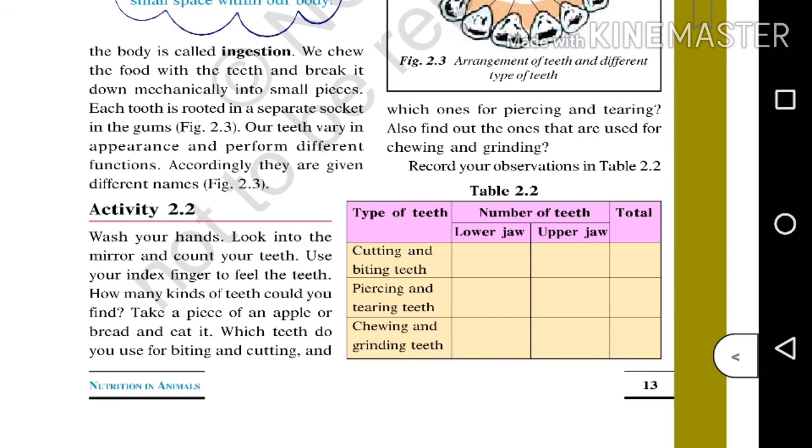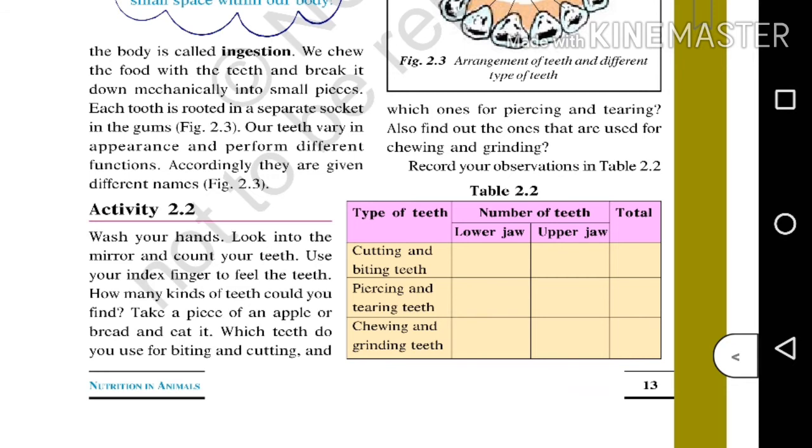For cutting and biting, we use 4 teeth in the lower jaw and 4 teeth in the upper jaw. That is incisors. We use incisors for the process of cutting and biting. So we have 4 incisors in the lower jaw and 4 in the upper jaw. In total it makes 8. Next, for piercing and tearing, we use canines. They are 2 from the lower jaw and 2 from the upper jaw. So it makes a total of 4.